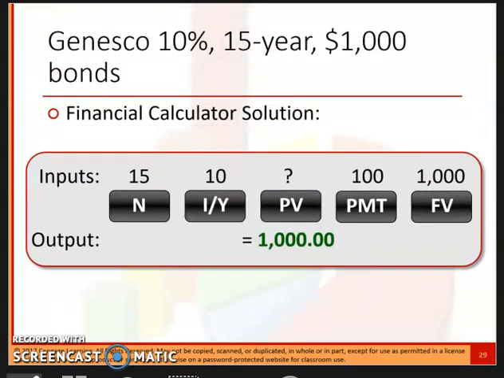On your calculator, this is the yield, and then this is the coupon payment based on the coupon rate. So 15 years, so it's 15 N, 10 IY. We're calculating PV, so it's 100 payment. That's just 1,000 times 0.1, and then the face value, and we compute PV, and that gives us the value of the bond.